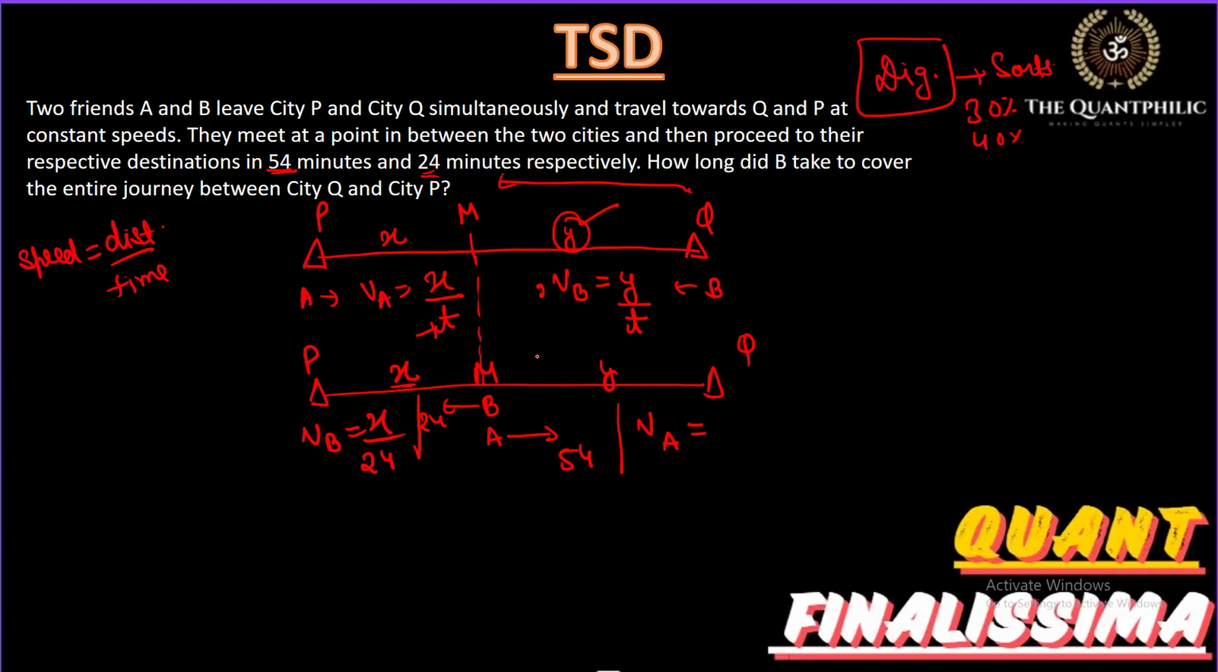Distance covered by A is now from M to Q, Y. Time taken is 54, okay? Now let's come to the last part of the question. How long did B take to cover the entire journey from Q to P? So you can see that time taken by B is how much?